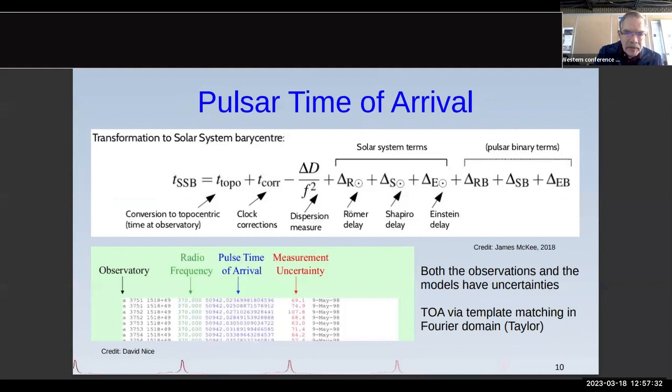At the left is just a snapshot of a TOA. A TOA is nothing more than, it shows the radio frequency, a pulse time of arrival given in the modified Julian day, and then the measurement uncertainty. And we also have these uncertainties in the models. So we have to deal with those uncertainties, and that's where the Bayes methods come in. I also want to note that the template matching to find the TOA is done in the Fourier domain, and that was started by Joe Taylor, I think, back in the 80s. So that's still the same way they do it.